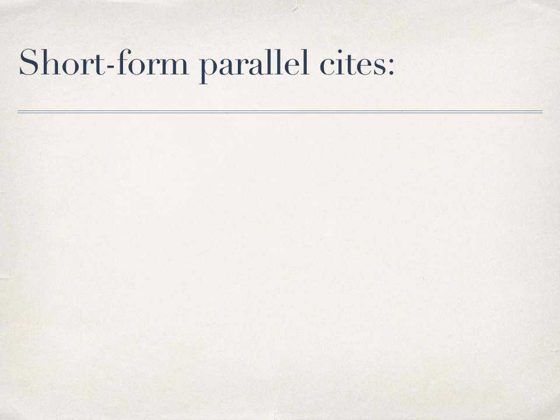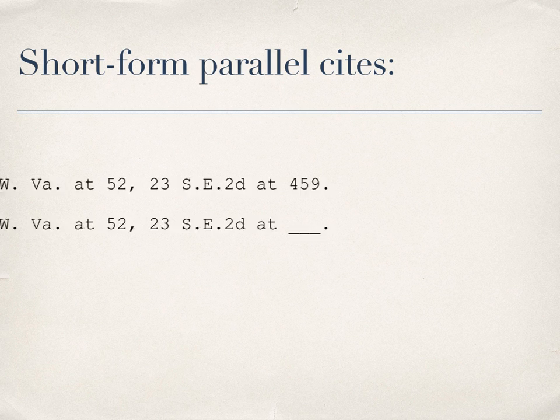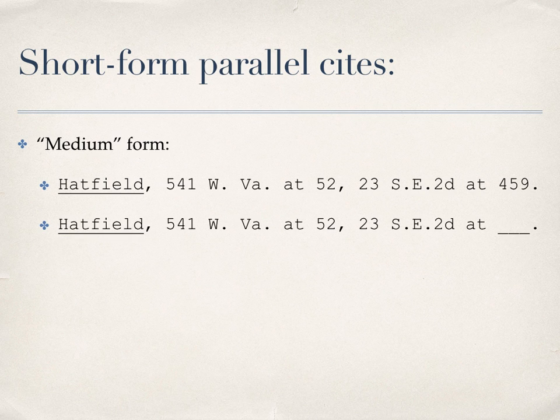There are short forms available for parallel cites. So this medium form, this is the type of form that we use when we've cited the case in full once, but we've cited to other authorities since that last time that we cited to this case. It's going to include the case name and the volume, reporter information, and pin page, just like we did for our memos. But now we have to include both reporters.